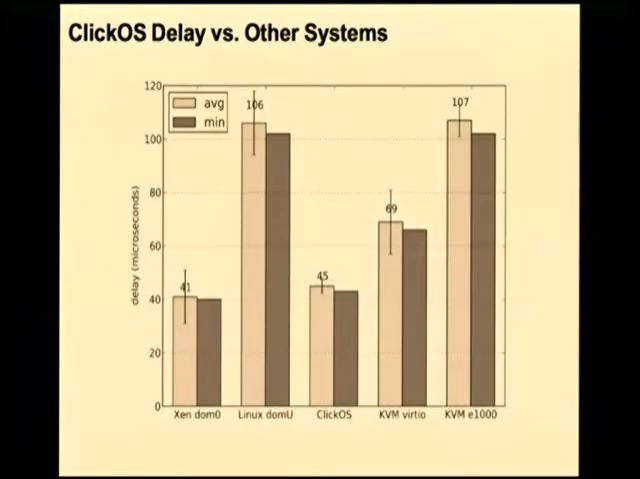After that, since this is a middlebox, not an end system, it's really important to have low delay. And our ClickOS machines add just 40 microseconds of delay to the whole traffic. We compared it with other systems, and we almost match Dom0's delay. We did our best to tune the KVM setup to the lowest possible delay. And we also got a huge improvement compared to the Linux DomU delay.